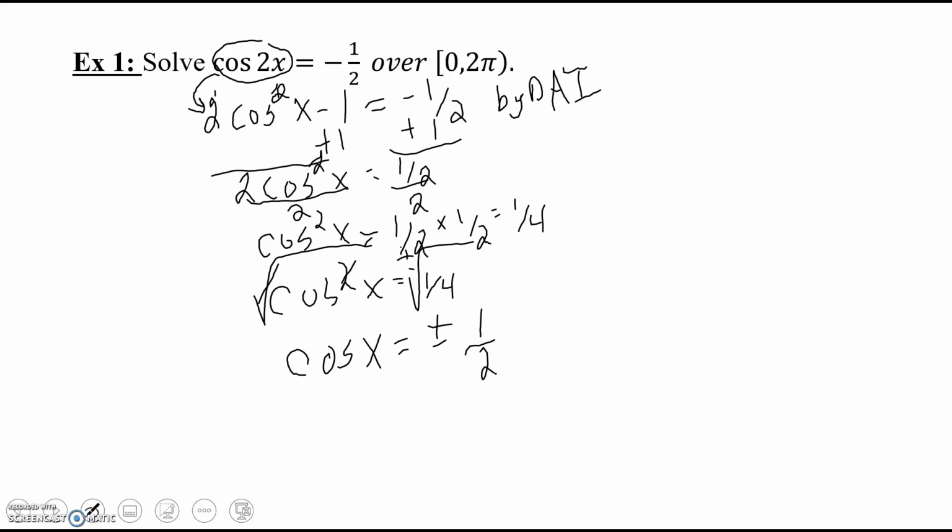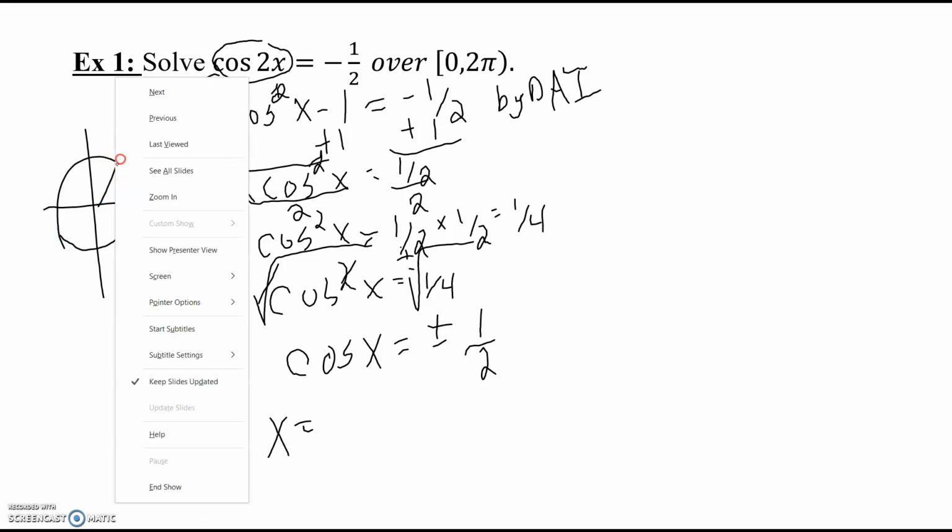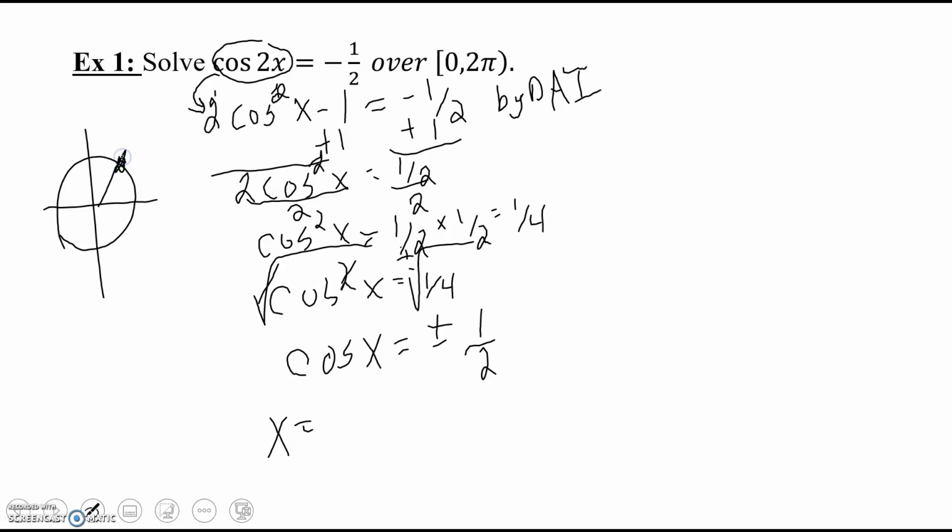So now I have to look and see. We're going through just one rotation. So I have to look and see everywhere where the cosine of x is positive 1/2 and negative 1/2. That means I'm going to have 4 different answers, because it's positive 1/2 in 2 quadrants and it's negative 1/2 in 2 quadrants. Okay. So if I look at my unit circle, cosine of x is 1/2 here at 60 degrees. But in this case, it's 2 pi, it's radians, so 60 degrees is pi over 3.